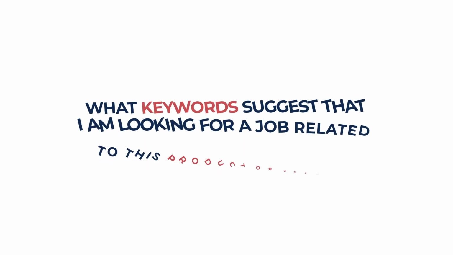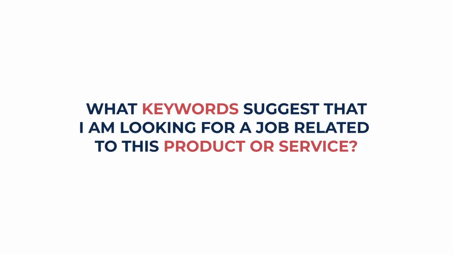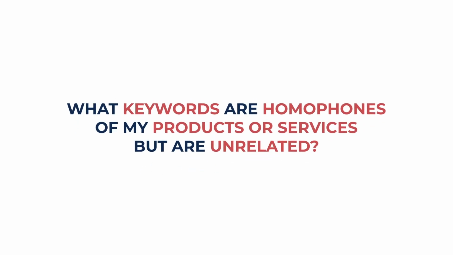Which keywords suggest that I'm looking for, let's say, a job related to this product or service? What keywords are homographs or homophones of my products or services, but are unrelated to this? So you can get extra granular with this, is what I'm trying to say, and really filter out those keywords. Once you have the list from the keyword planner, you can put them into the custom intent option, and these questions will help you understand what to leave out and what to include in your custom audiences.